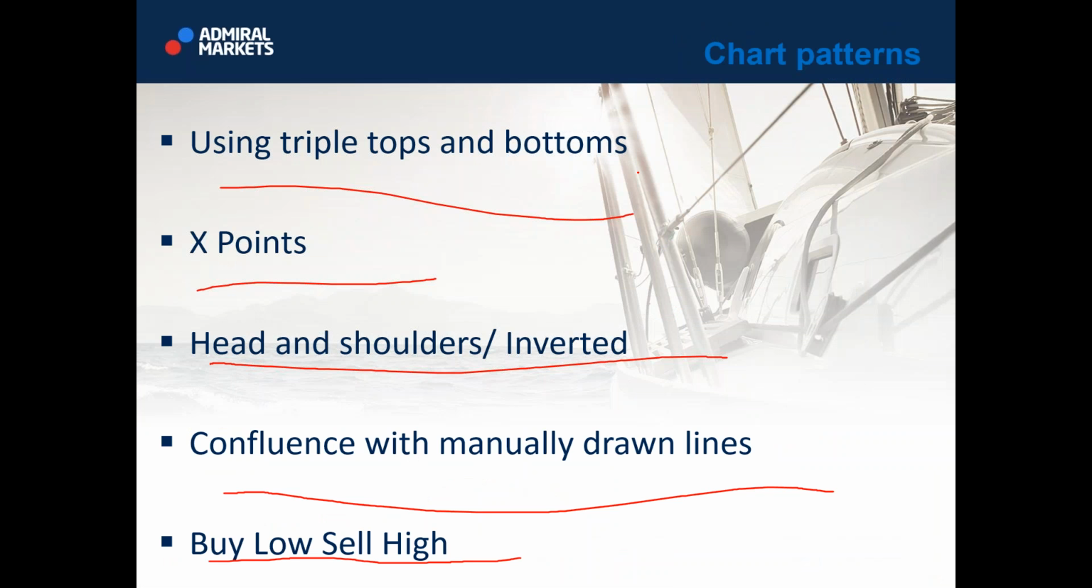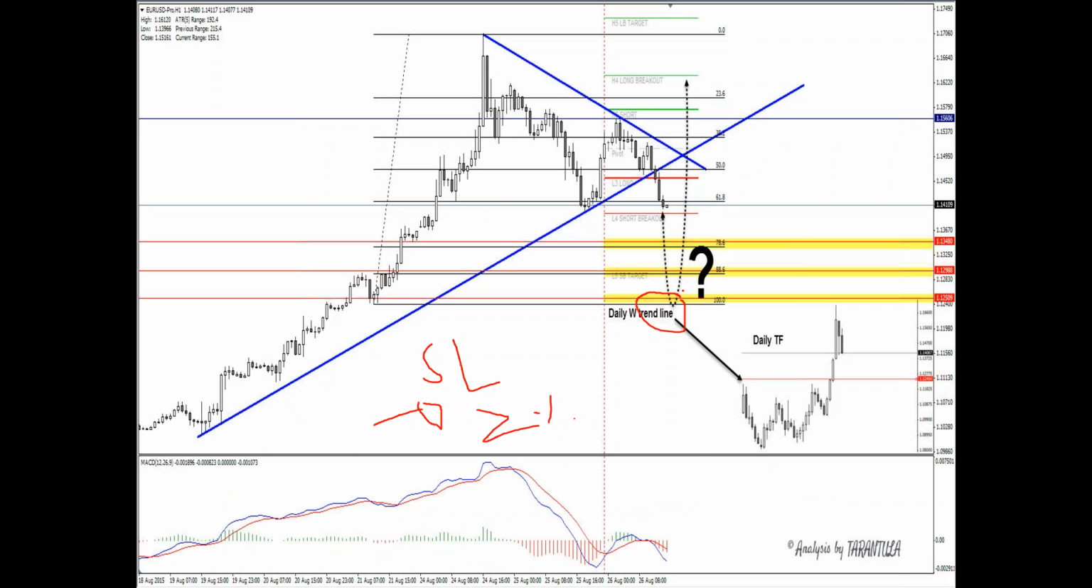Using triple tops and bottoms, X points, head and shoulders inverted, confluence with manually drawn lines, buy low, sell high. I was talking about this. If I lose this trade, and I actually have the trade on my account, 12.50 is buy, and I have my stop loss at 12.00. If I lose the trade, I know that I have made the right choice. It sounds like a paradox, but always behind the paradox is the big truth.